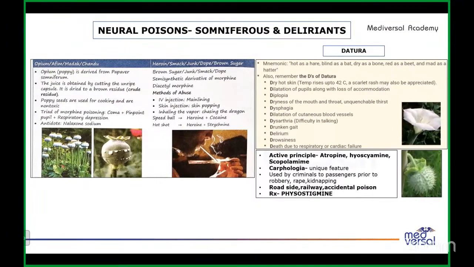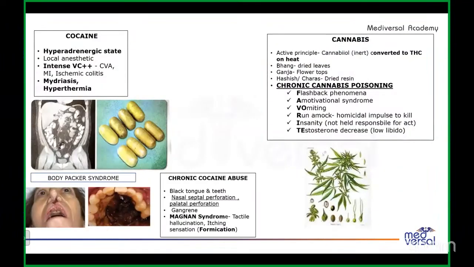Okay, coming to other deliriants, you have cocaine, you have cannabis. Cocaine is something which can produce a hyperadrenergic state. It was earlier used very much as a local anesthetic. It's still used, but not very much in India. It can cause intense vasoconstriction and thereby lead to features of MI, features of stroke, or features of gangrene and ischemic colitis. Because of its sympathetic overcharge, it can lead to hyperthermia and mydriasis.